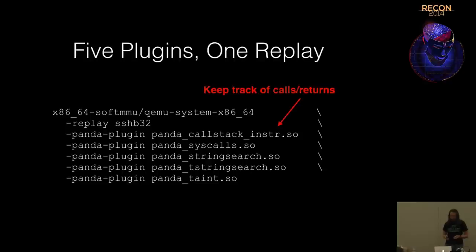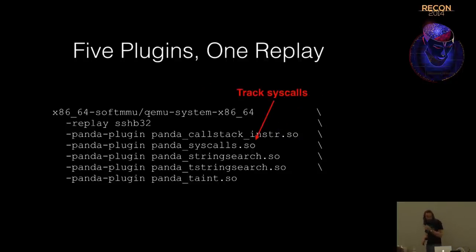In this case, we've got this callstack plugin. What it's doing is keeping track of calling contexts. It keeps up to 15 levels of call stack information for every program in the system. That can also have callbacks registered inside it, so you can get notified when a function's called or when a function returns, and you can then get access to things like the arguments and the return value. This next one is just a basic sort of syscall tracer. We've modified it from its default version for this demo so that it explicitly looks for the send one, and when it sees send, it's going to query taint.